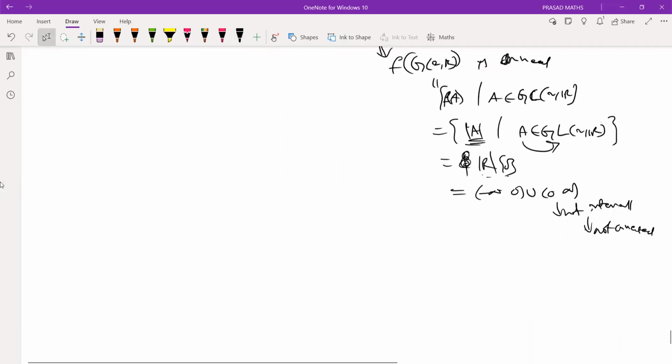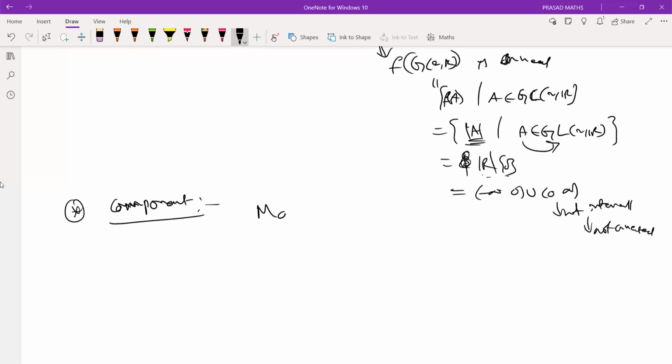Right. Next is components. This is the last topic. A component means a maximal connected subset of a metric space. It looks like a maximal ideal. You know, maximal ideal: there is no proper ideal containing that. Similarly, maximal connected set.